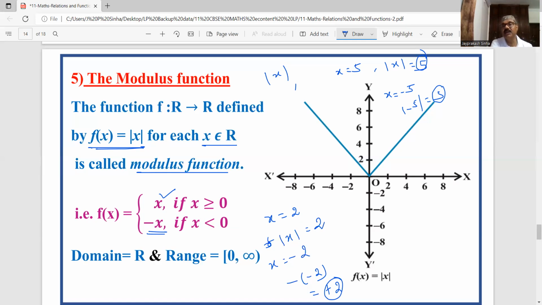And what will be the range? Range means what? After applying this function, what are you getting? Only positive numbers. So it means our range will vary from 0 to infinity.